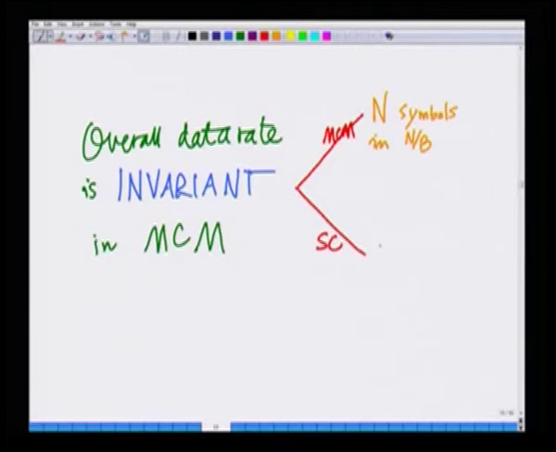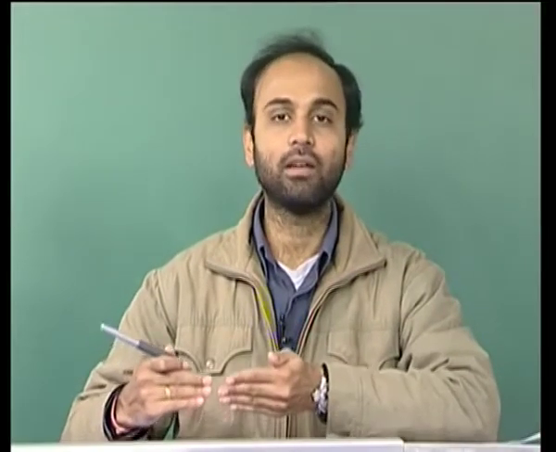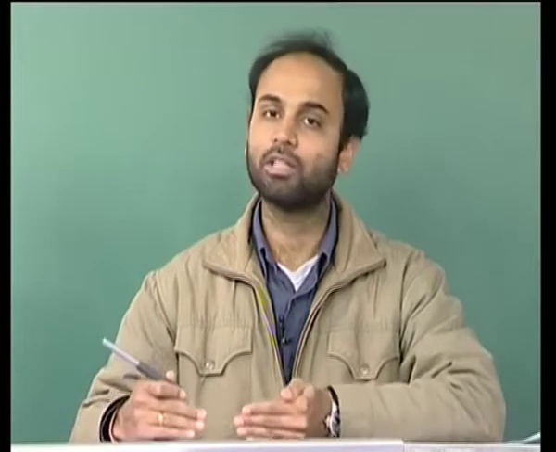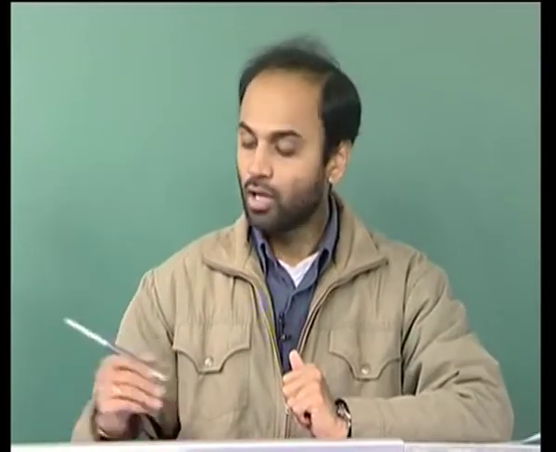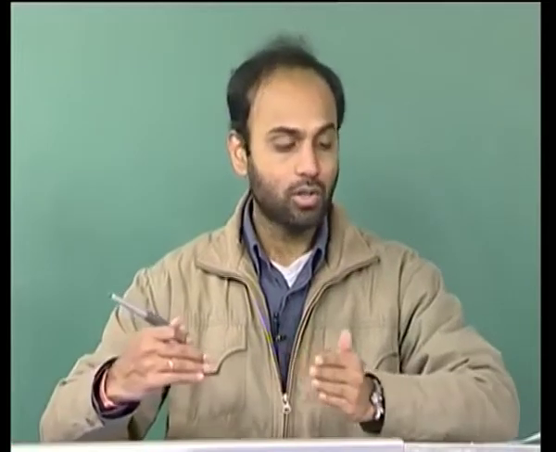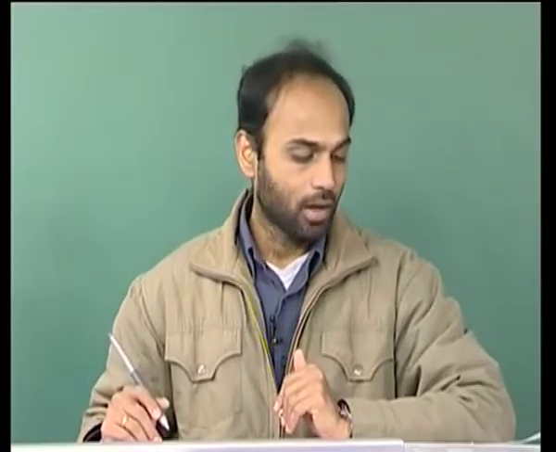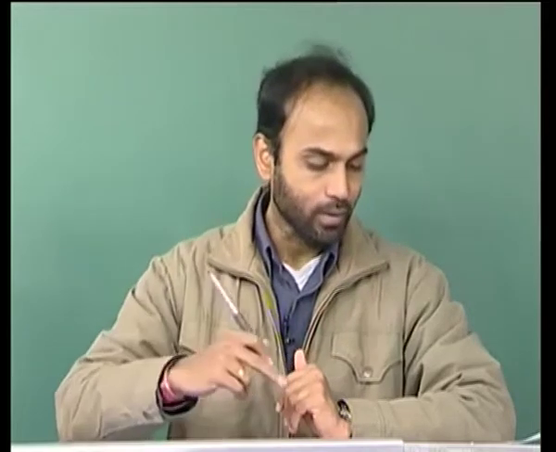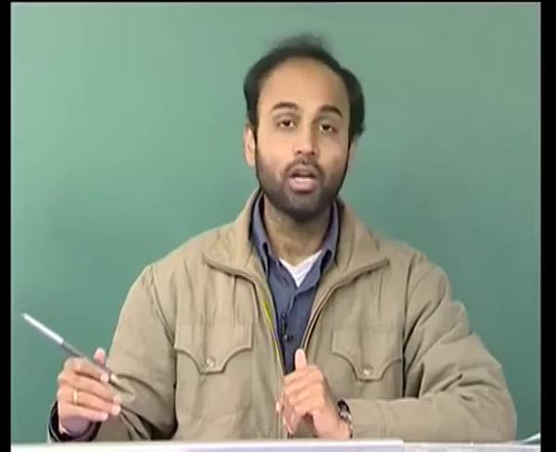I am transmitting one symbol in 1 over b. So, in multi-carrier modulated systems, I am transmitting n symbols in n over b, and in single carrier I am transmitting one symbol in 1 over b. So, the net is I am transmitting one symbol in 1 over b, or the symbol rate is b symbols per second, and this we have already seen. So, from single carrier to multi-carrier systems, there is no overall change in the data rate. So, what is the advantage?